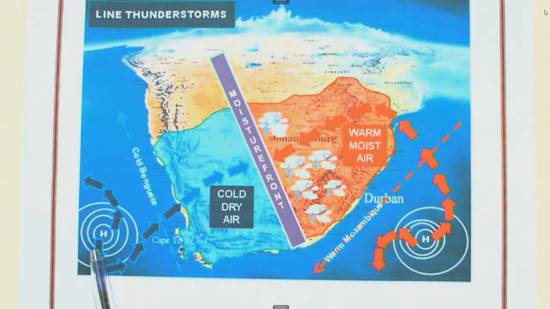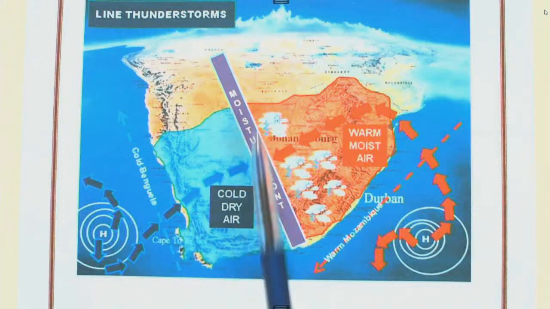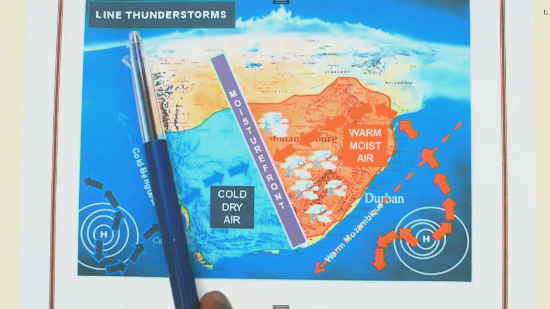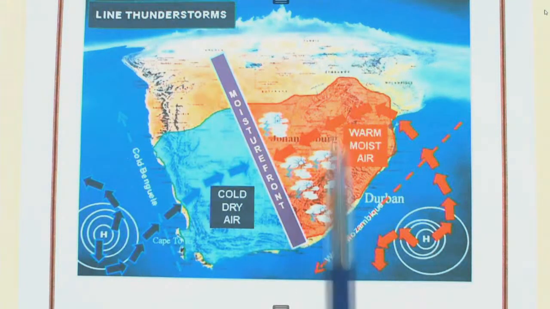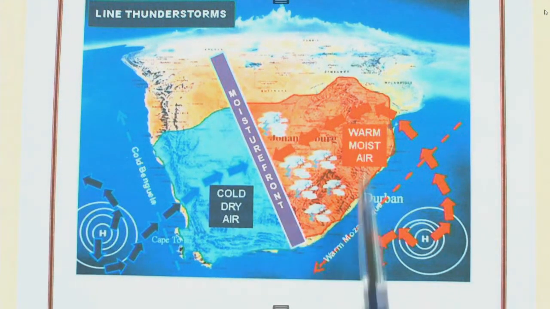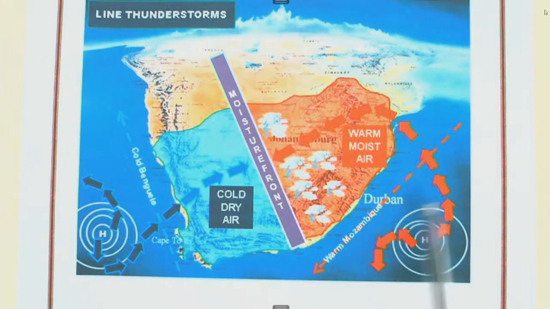We have this high pressure cell, which is known as the South Atlantic High or St. Helena High. The one that we have over the subcontinent in winter is the Kalahari High. But let us look at the line thunderstorm. We are likely to have the following. So the discussion behind this, as you can see here, this is a moisture front, the cold air which is dry, the warm air which is moist, coming from the warm ocean current here.